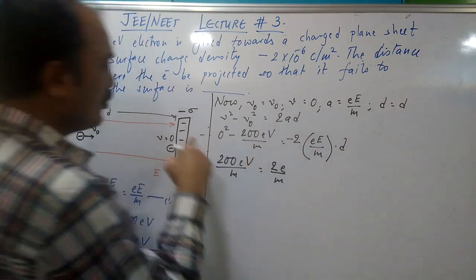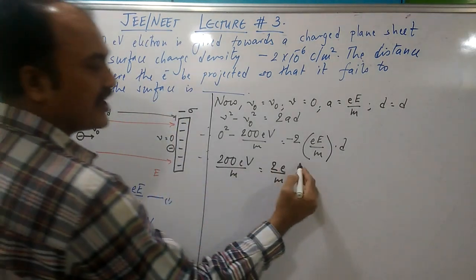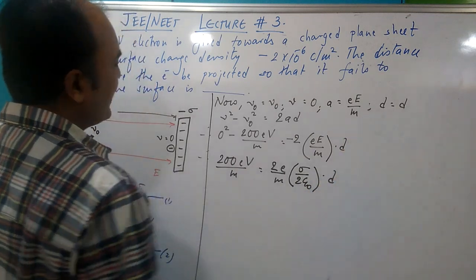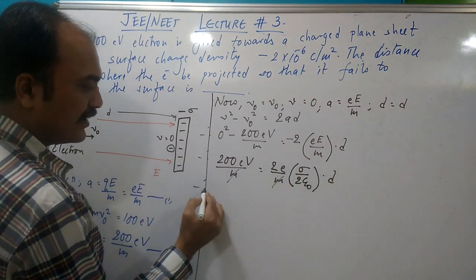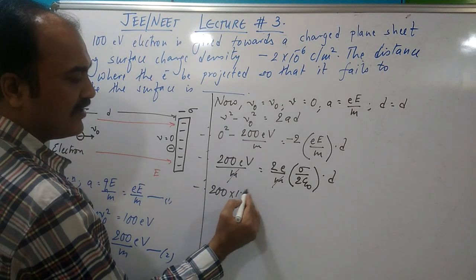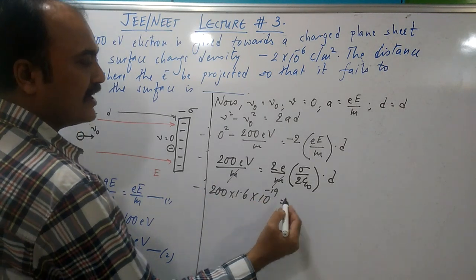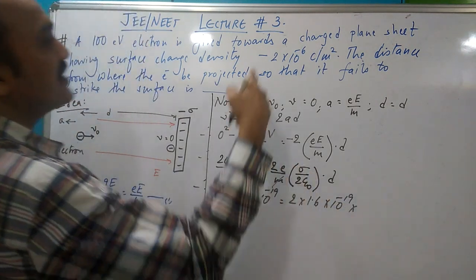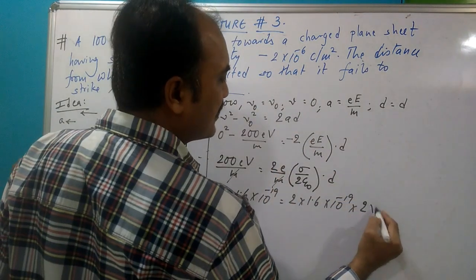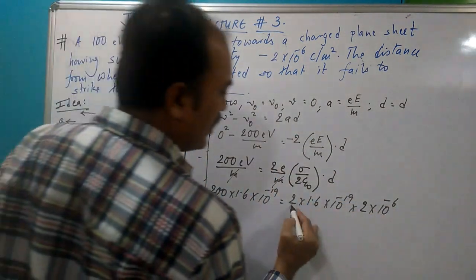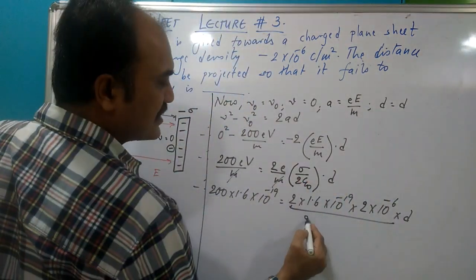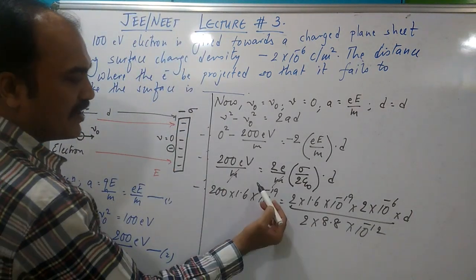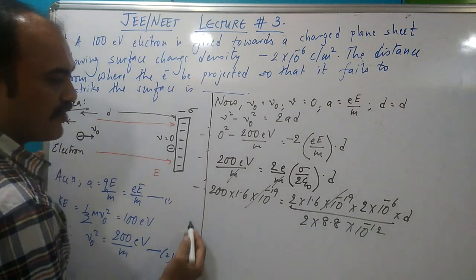Electric field due to a plane sheet having surface charge density sigma is sigma by 2 epsilon 0. Now the energy is 200 eV, where 1 eV is 1.6 into 10 raised to minus 19. E is 1.6 into 10 raised to minus 19, sigma is 2 into 10 raised to minus 6. I have simply taken values because the direction I took earlier into D, and this is epsilon 0, 8.85 into 10 raised to minus 12. 1.6 into 10 raised to minus 19 goes away from both cases.